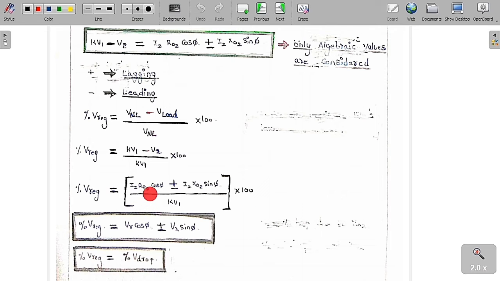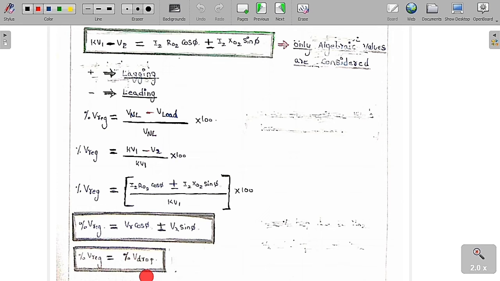Now I2 RO2 by K V1 is nothing but VR, and the term becomes VR cos phi plus or minus I2 XO2 by K V1, which is nothing but Vx sin phi. Therefore the percentage of voltage regulation is equal to the percentage of voltage drop across the internal resistance and reactance. We can write the percentage of voltage regulation is equal to VR into cos phi plus or minus Vx into sin phi. This is the point that you always have to remember.